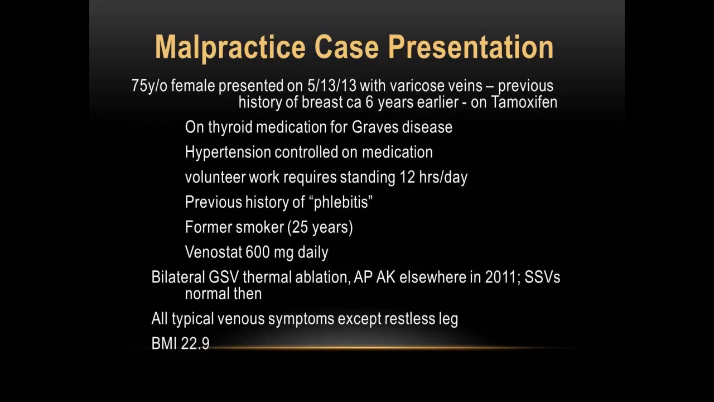Now, I'm going to present a couple of cases, one of which I was involved in, the other Dr. Munavali was involved in. This is the case I was involved in as a medical expert. This is a 75-year-old lady who presented in May of 2013 with varicose veins. You can see she'd had a history of breast cancer in the past, some phlebitis in the past, and takes Venustat on a daily basis. She underwent bilateral great saphenous vein thermal ablation and ambulatory phlebectomy someplace else 2 years earlier. Both small saphenous veins were normal at that time. She had all the typical symptoms of venous insufficiency except restless leg, and her BMI was almost 23.